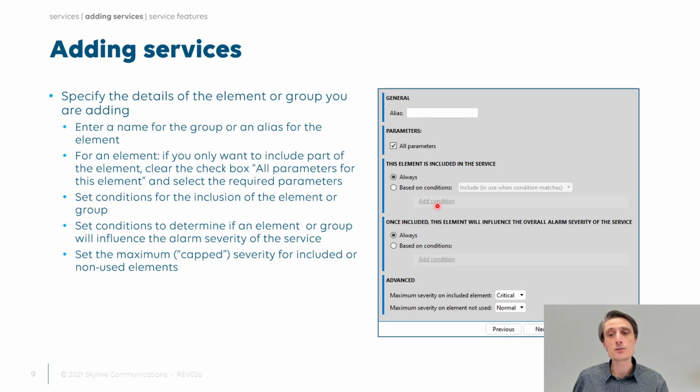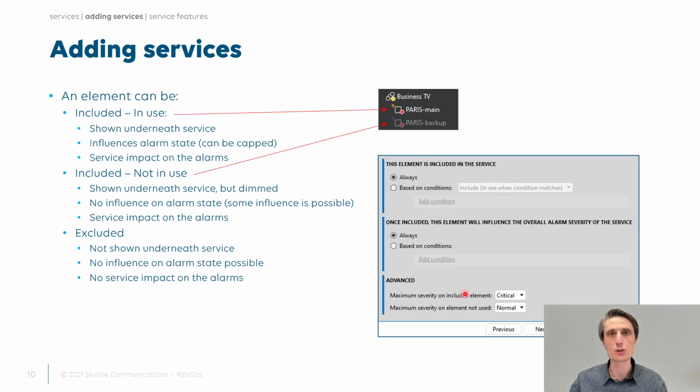So that's why you can add some conditions here and you can define, depending on a parameter value, for instance, whether it needs to be included. There's also a possibility that you say, okay, it's not just included and excluded, but I also have something like in use and not in use. And that has a little bit of different impact on the service alarm state. And that comes also together with the possibility to cap the alarming here. Let me show you with an example how that exactly works.